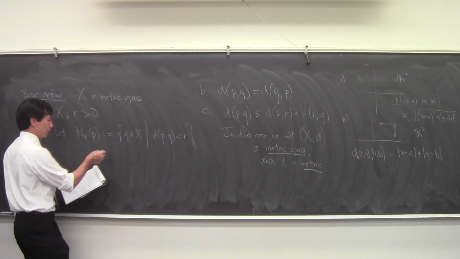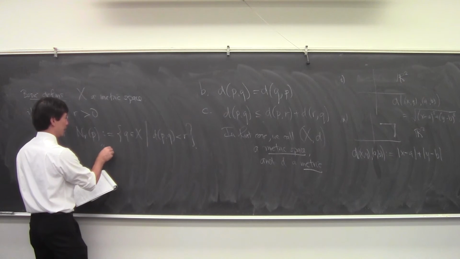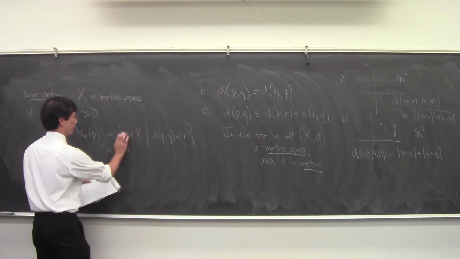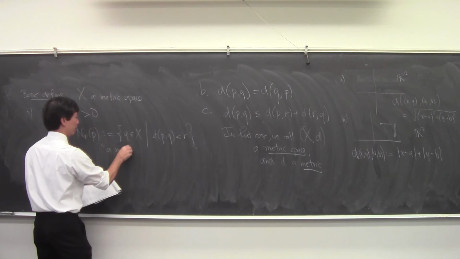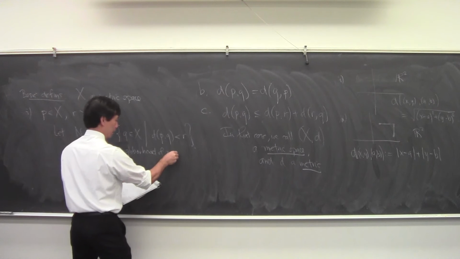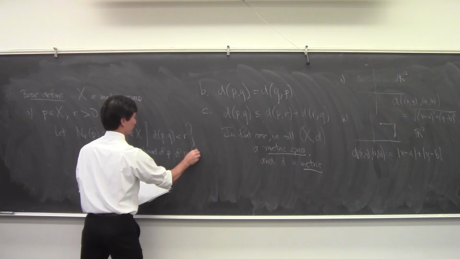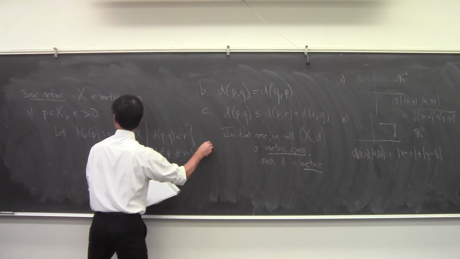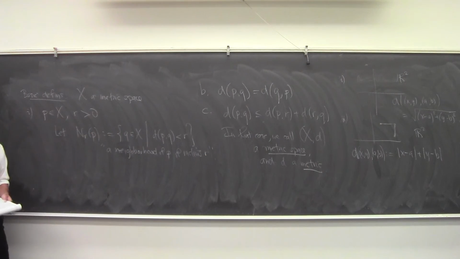This is called a neighborhood of p of radius r. Neighborhood of p of radius r.